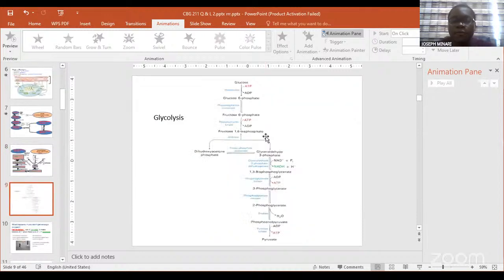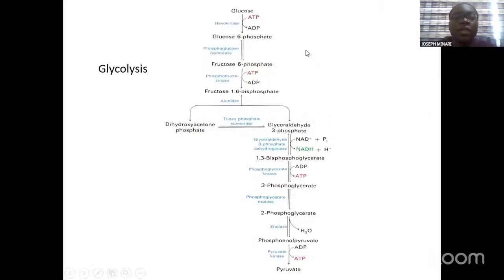If you have a quick recap of what we have been saying about glycolysis: glucose goes to glucose 6-phosphate, glucose 6-phosphate goes to fructose 6-phosphate, okay? And then from fructose 6-phosphate to fructose 1,6-bisphosphate, which has two fates.